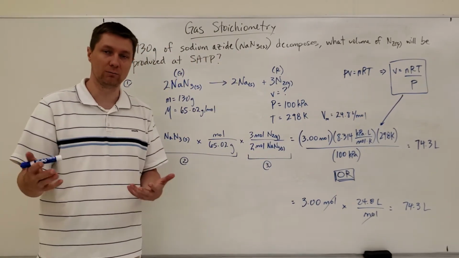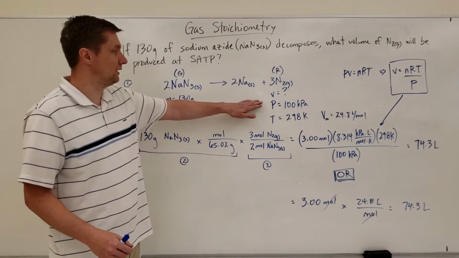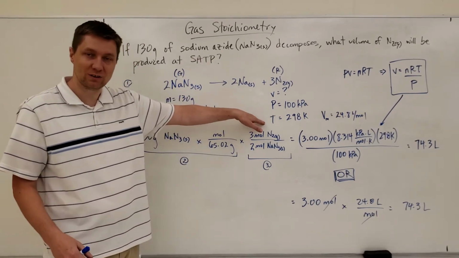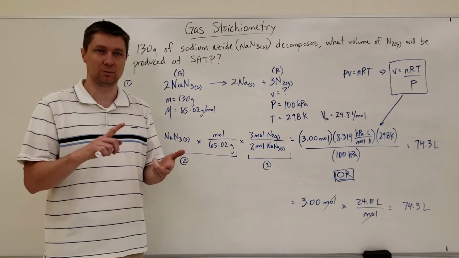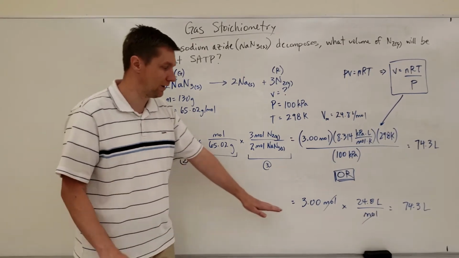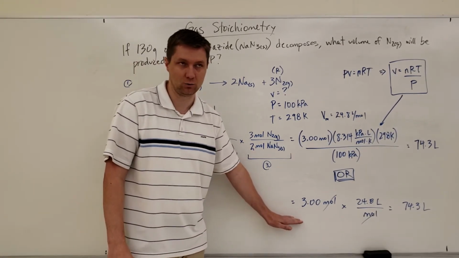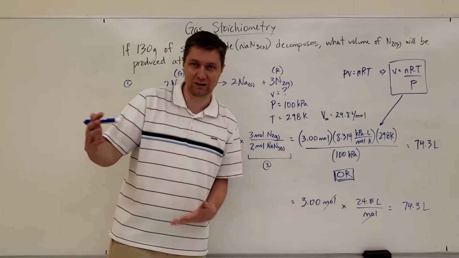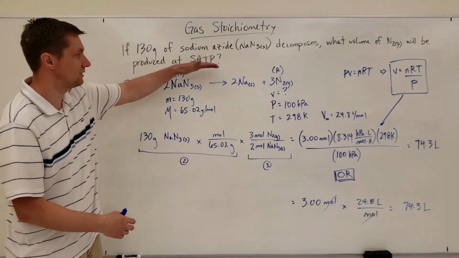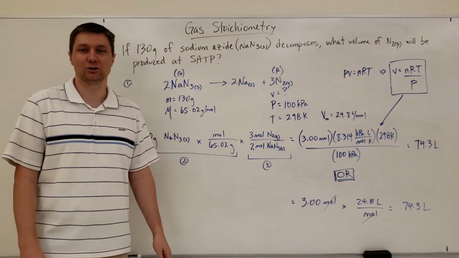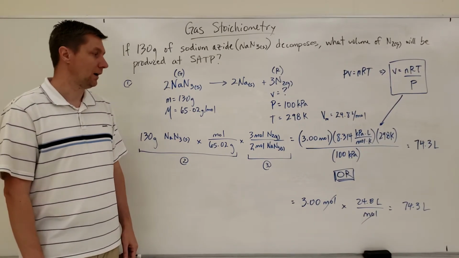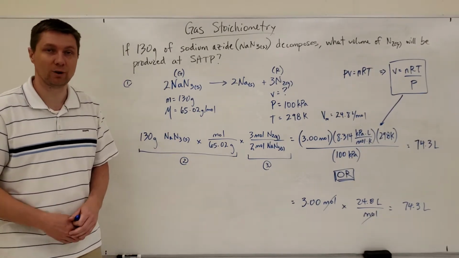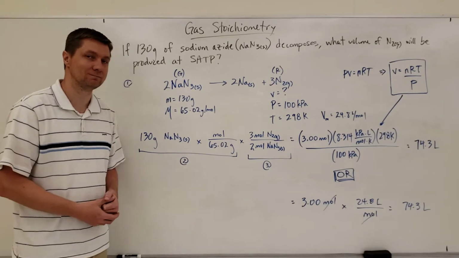Now, if you have a problem where it gives you a specific pressure and a specific temperature, it doesn't say it's at STP or SATP, then you are not allowed to use this step down here. You're only allowed to use the molar volume of SATP if the question tells you that the conditions are at SATP. And so that's it. That's example number one. I'll be right back with the next one.